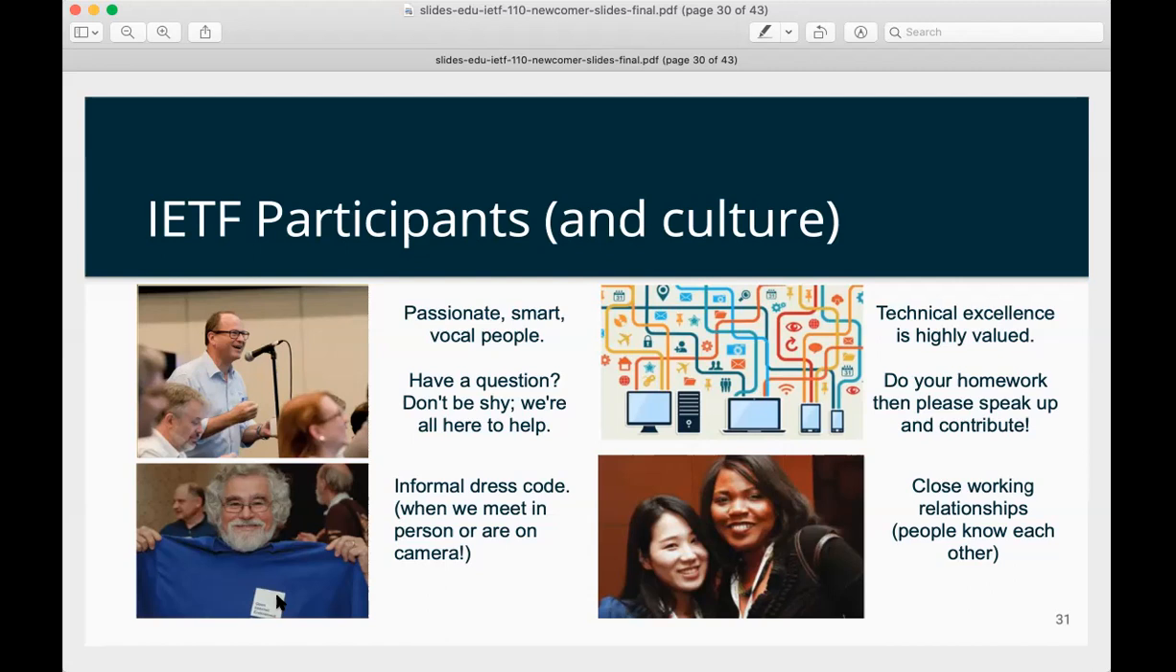And also close working relationships. A lot of people in the IETF have been working together for a long time. Over time you develop friends, and you will see people that move from company to company, but they still stay engaged in the IETF.